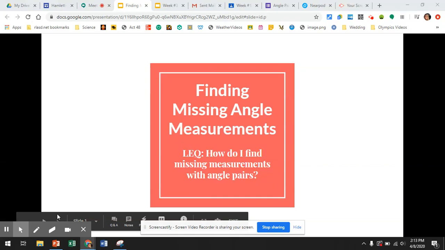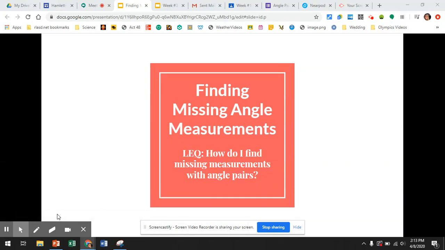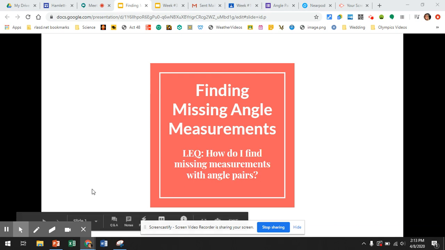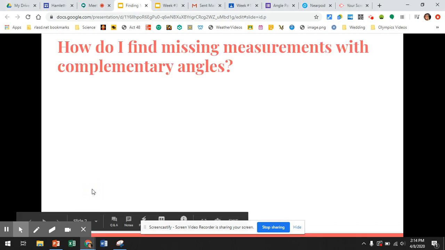Hi guys, so in today's lesson, we're going to be talking about how to find missing angle measurements. And this is going to pair with the lesson that you did in Activity 3 last week and the same one you did in Activity 1 of this week, and understanding the relationships of those angles. So how do I find missing measurements with complementary angles?